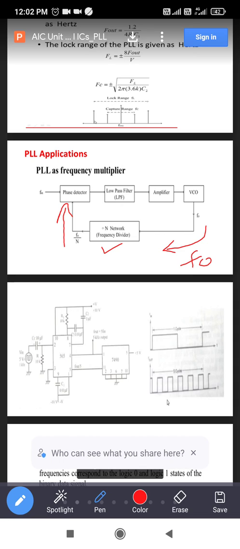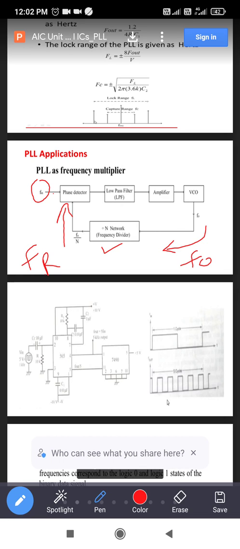So this will compare the F in and this F R, let's say. F R is the reference frequency. So it will compare the F in input frequency with F R. So F R is given as F0 divided by N. Okay, कारण आउटपुट फ्रिक्वेन्सी तो N ने डिवाइड करतो. So F in and F R will get compared.